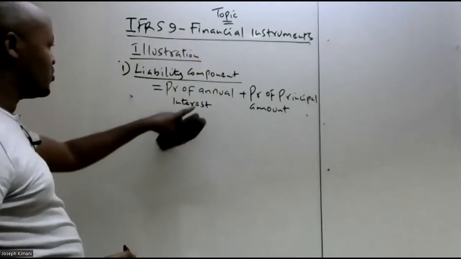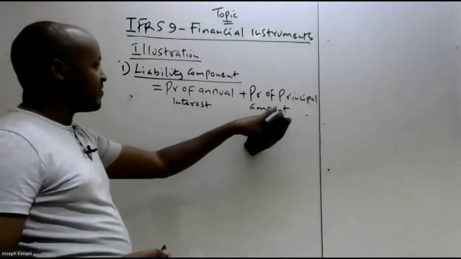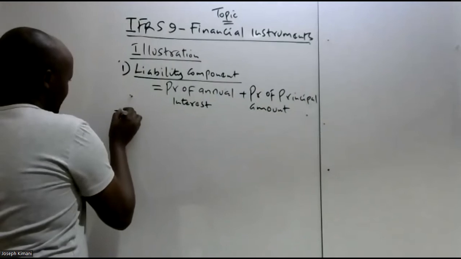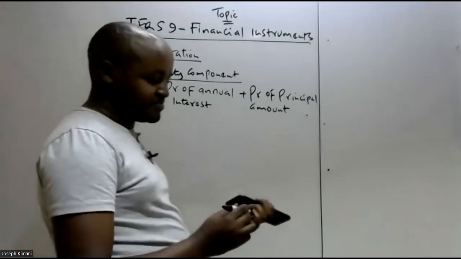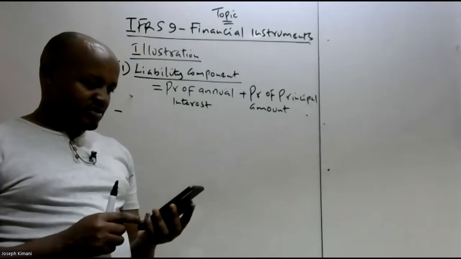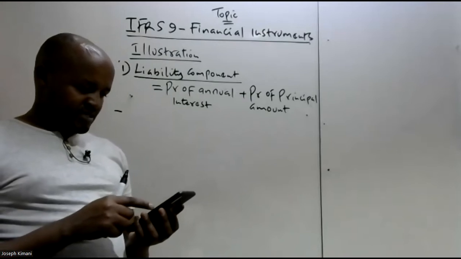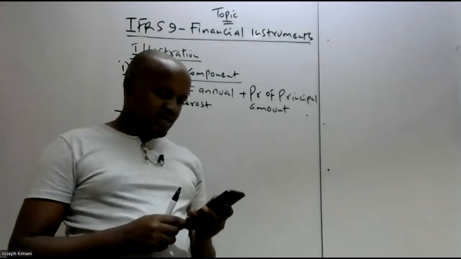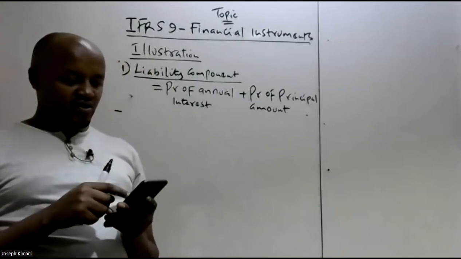So the first thing we need to do is to determine the annual interest, which is the interest to be paid annually, and then from there we determine the principal amount. Going back to that question, I hope you already have the question with you. So what are we told? We are told that this company issued 2,000 convertible bonds, which have a face value of 1,000.